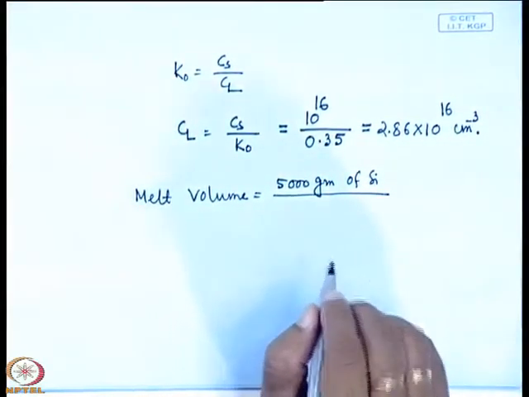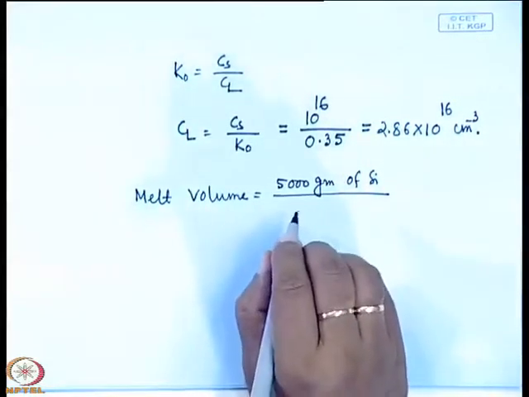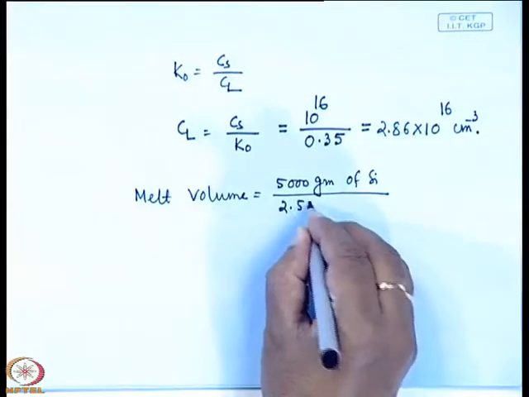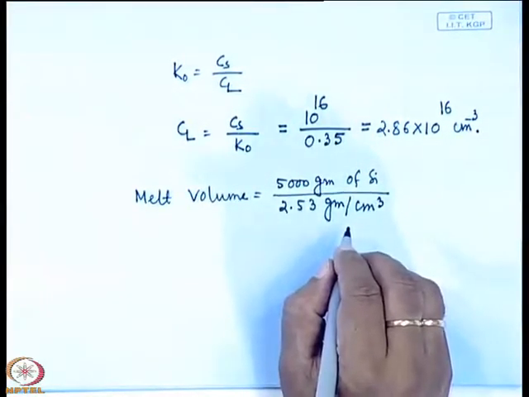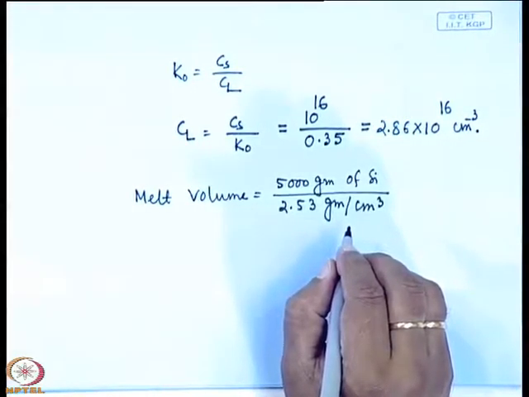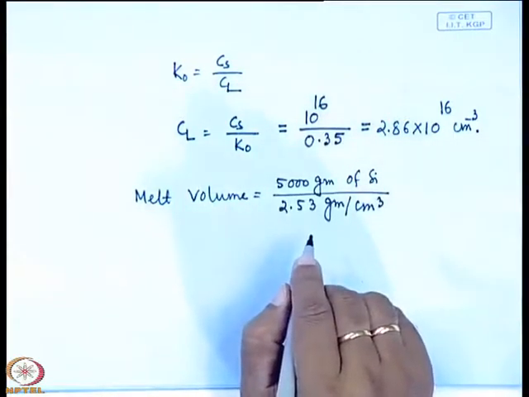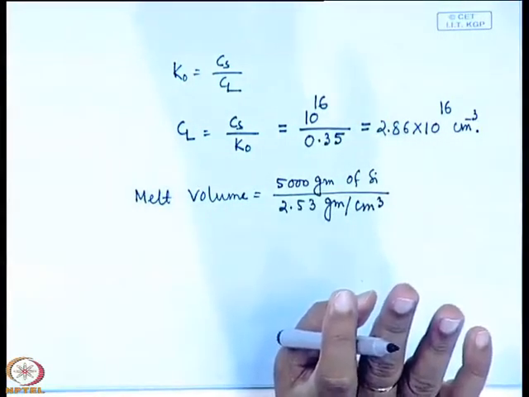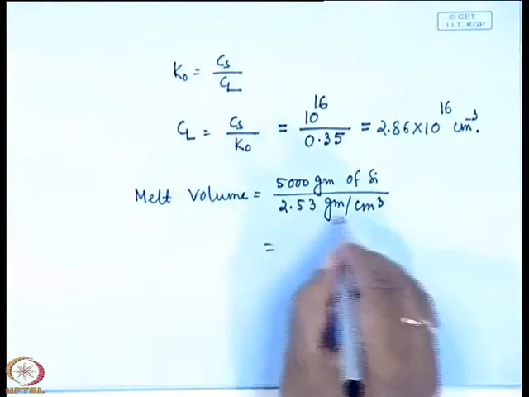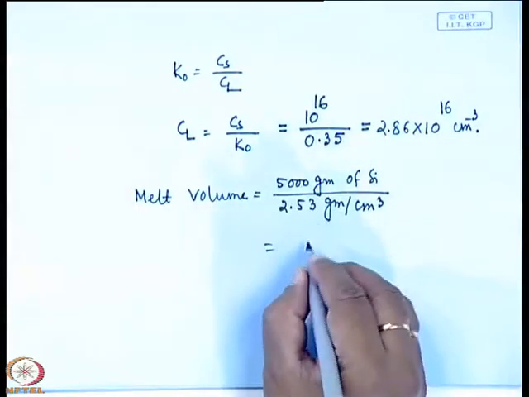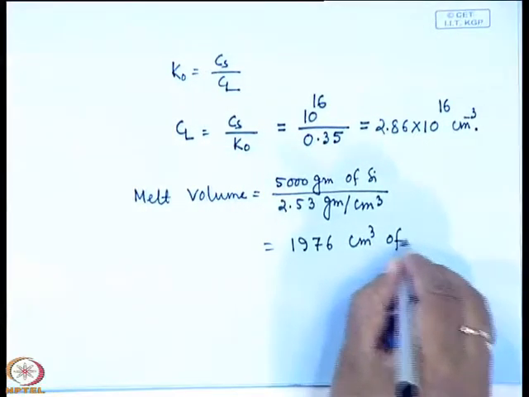2.33, but the molten silicon has higher density than the solid silicon, and it is 2.53 gram per centimeter cube. Yes, 2.53, and normal silicon is 2.33 as per the data obtained in the literature. So, if you calculate this, you will find that it is 1976 centimeter cube of silicon.